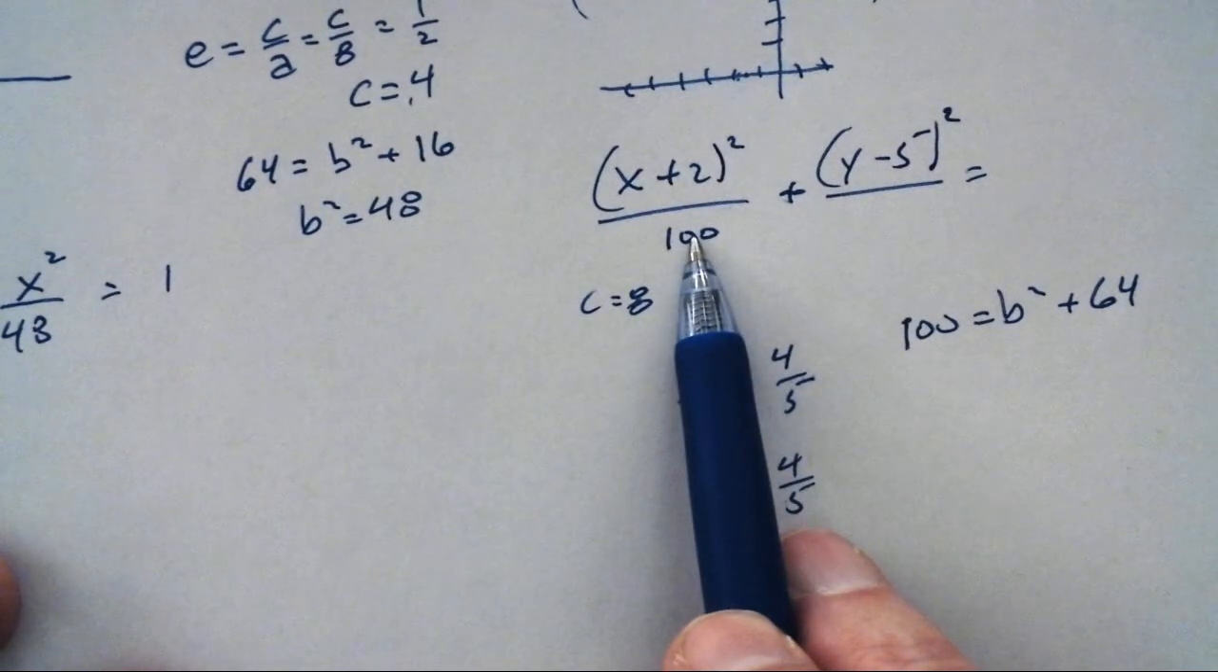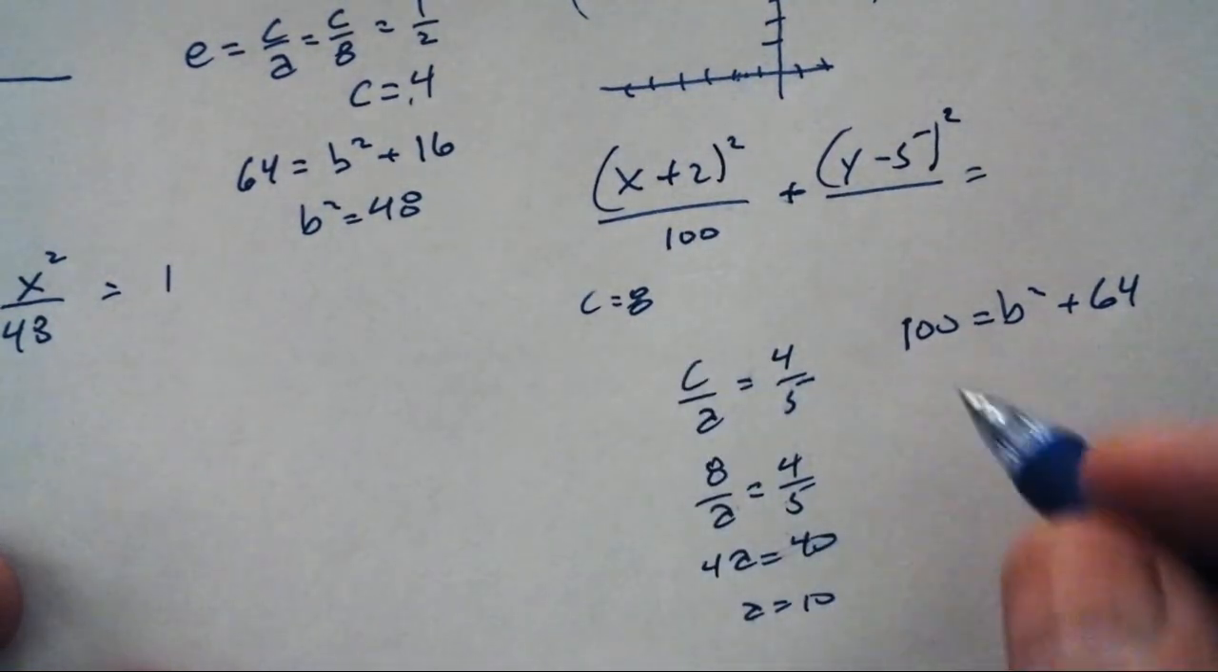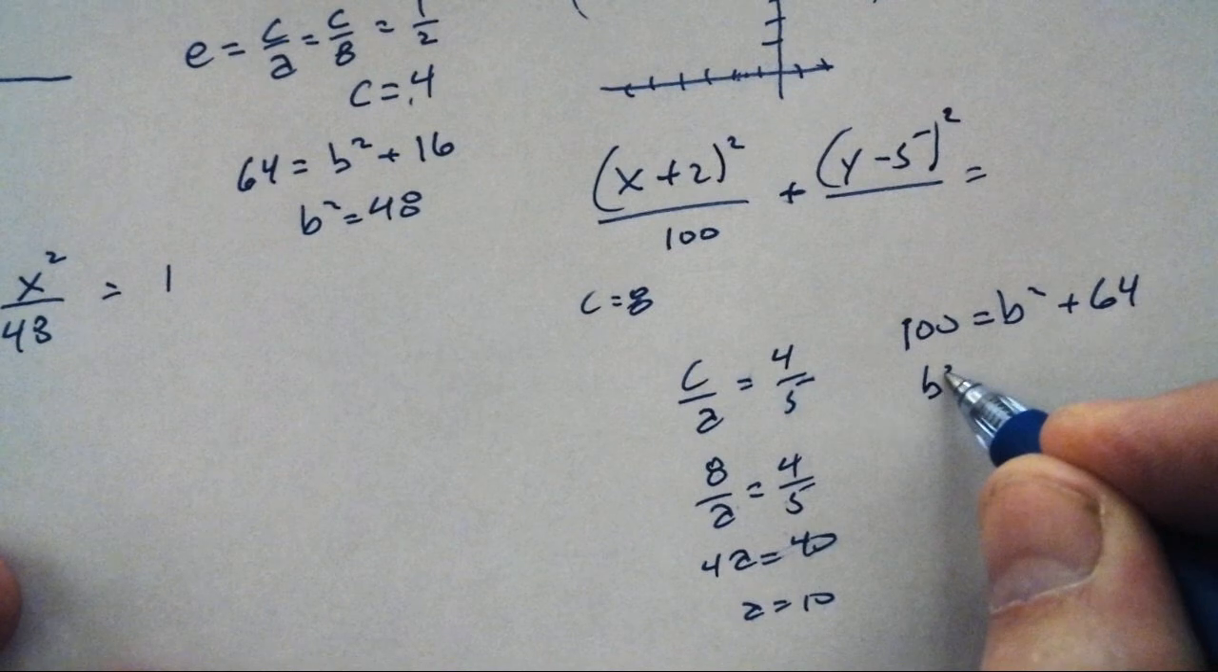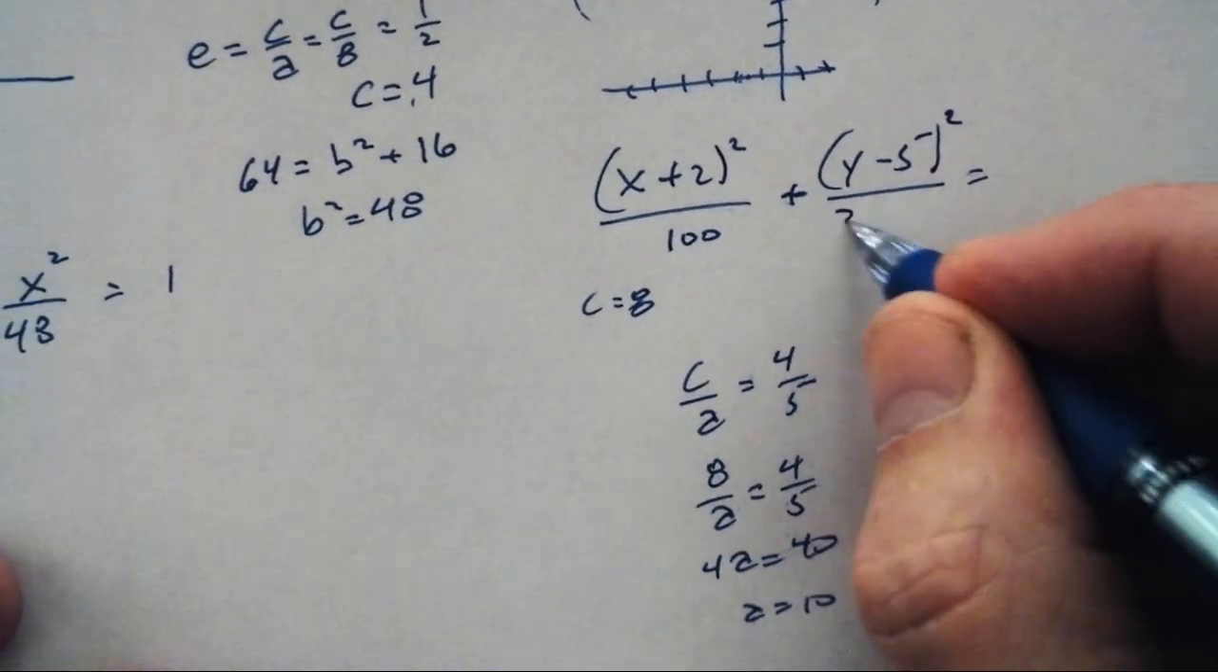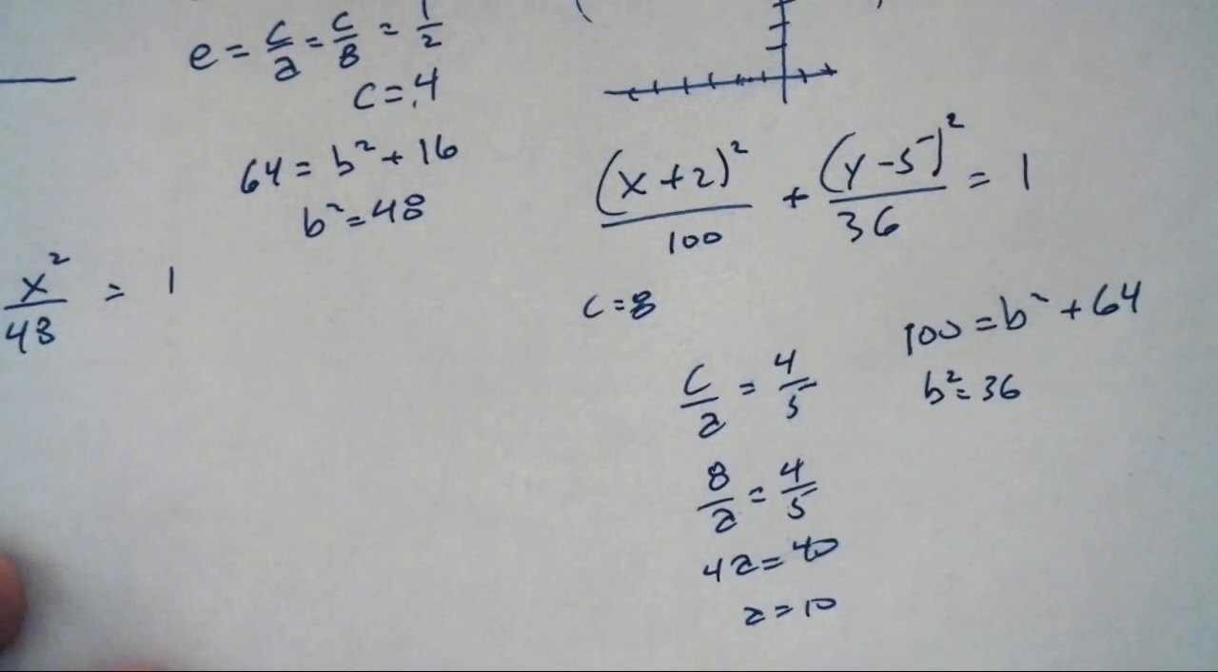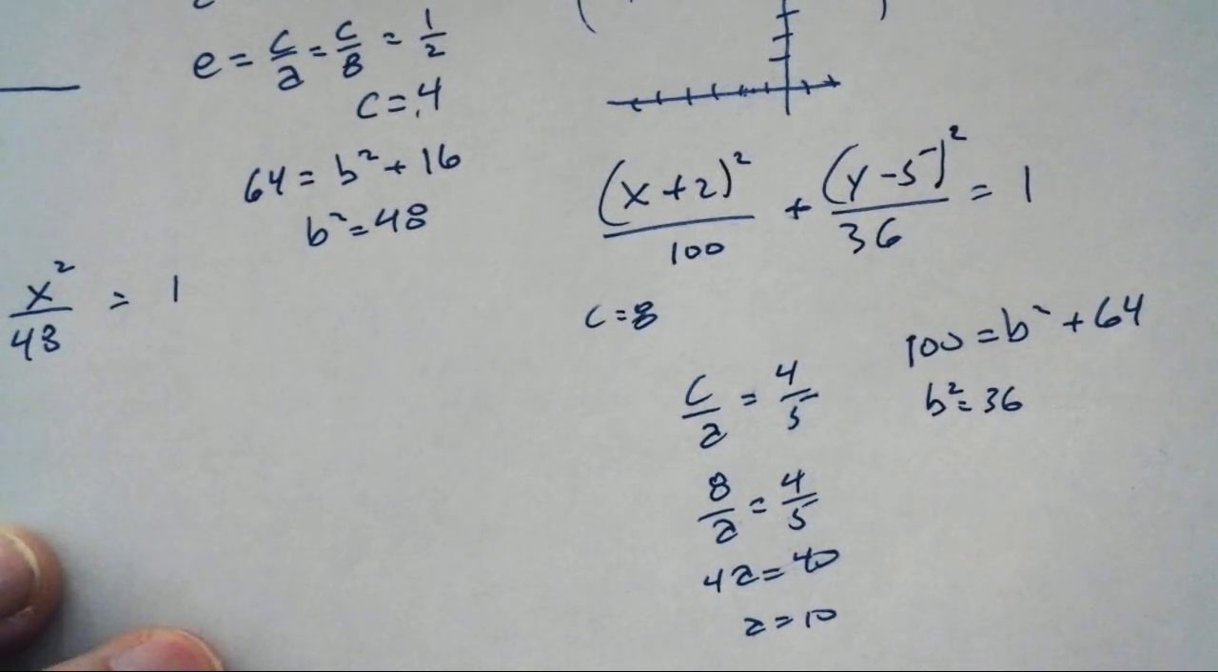So x plus 2, this is y, is on 10 squared. And now I've got B squared equals 36 on 1. So there you have it.